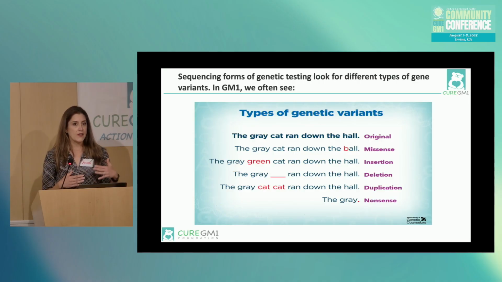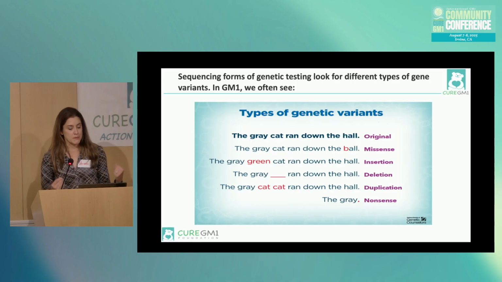You can also see how that sentence can be changed and how we can apply a label to those different types of changes. So in the second sentence, we've changed the word hall to the word ball. That's an example of a missense change. We can see an example of an inserted word, the gray-green cat. That would be an example of an insertion change that might be reported on a genetic test result. Or a word missing. Say the word cat was missing. That's a deletion change that might be listed on a genetic test result.